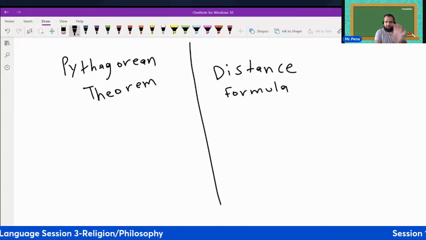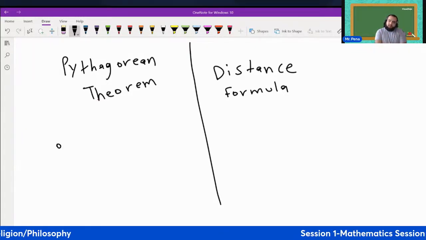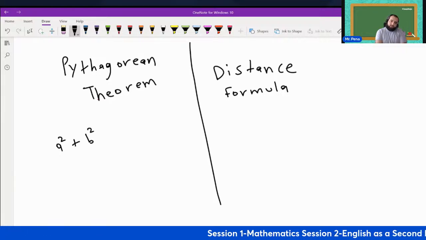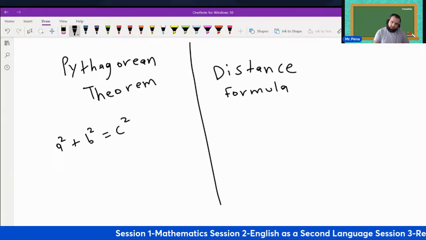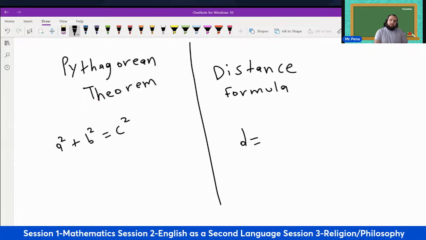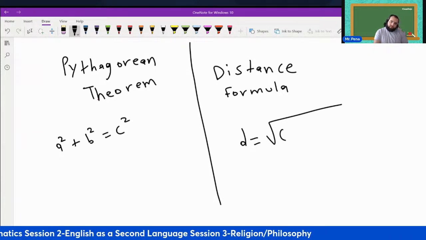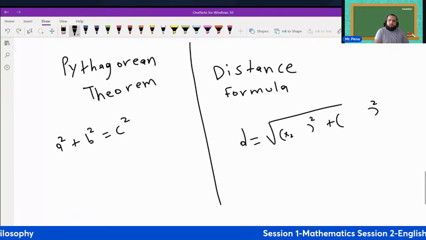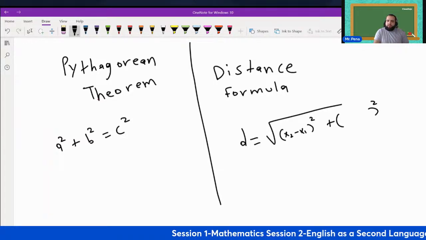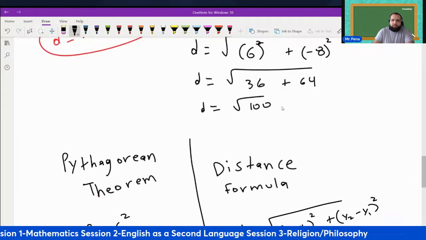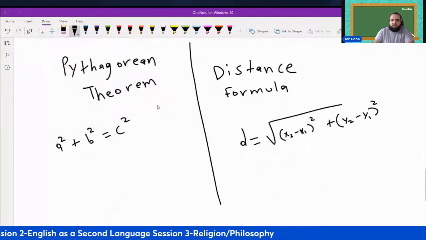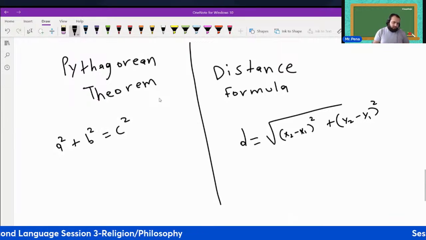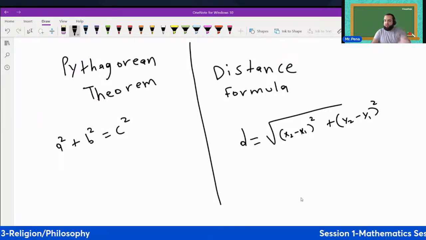Remember, try to write this down in a flashcard and save it somewhere. The Pythagorean theorem is a squared plus b squared equals c squared. The distance formula is distance equals the square root of x2 minus x1, my apologies, x2 minus x1 squared, plus y2 minus y1 squared. Yes. So use this to determine the distance between 2 points.